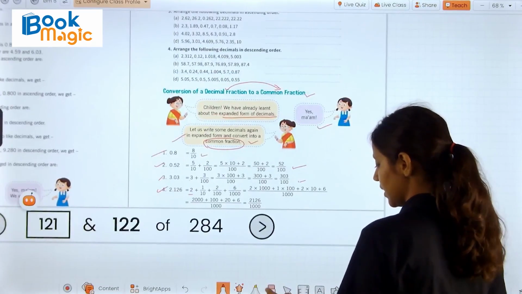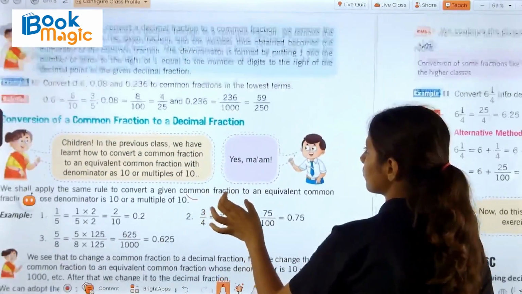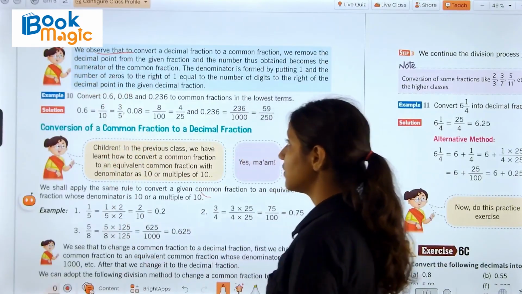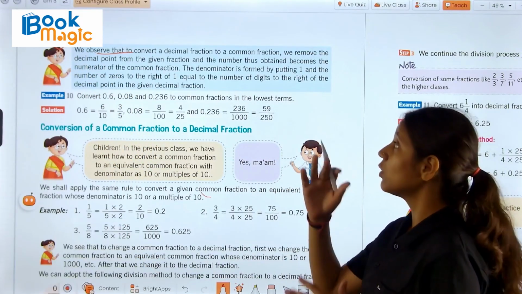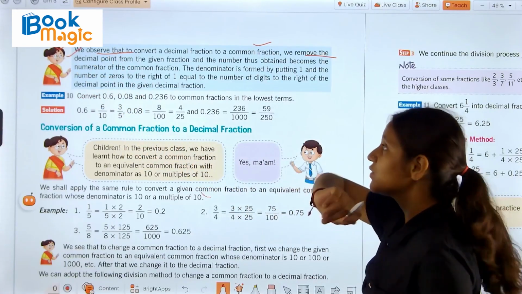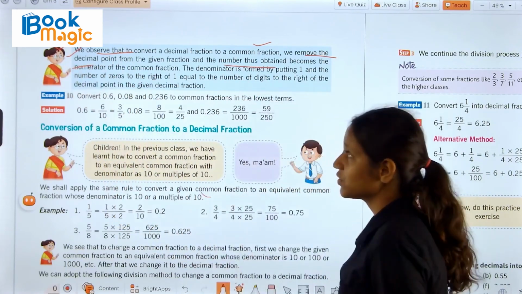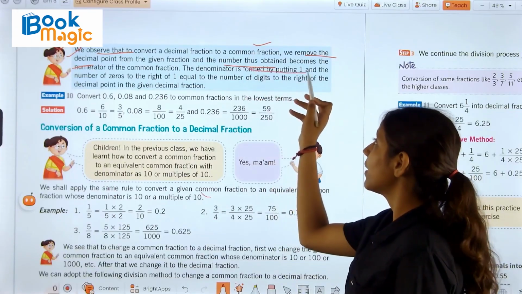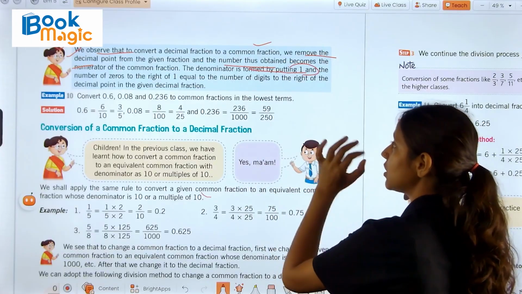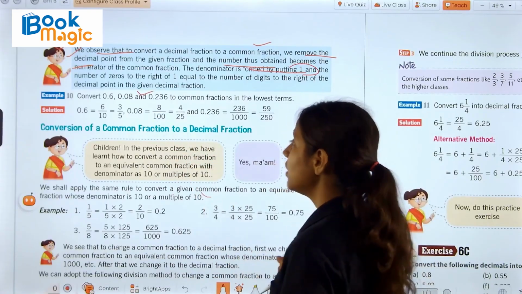Okay. Now moving towards our next page, we have some examples. Before that, here the teacher is saying, we observe that to convert a decimal fraction to a common fraction, we remove the decimal point from the given fraction and the number thus obtained becomes the numerator of the common fraction, and the denominator is formed by putting 1 and the number of zeros to the right of 1 equal to the number of digits to the right of the decimal point in the decimal fraction.